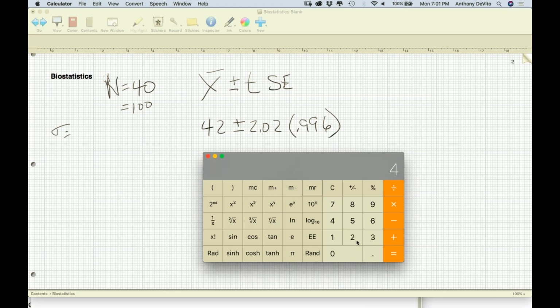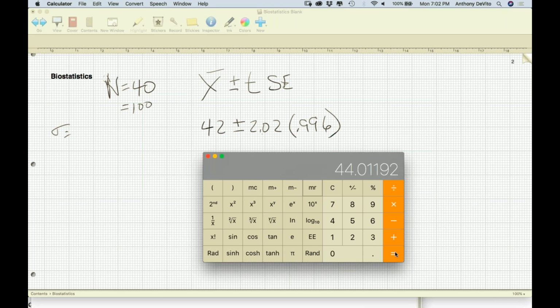And 42 plus my margin of error. And, whoops, I missed. 42 plus. Computers make the worst calculators. Plus. Is equal to 44. Right? Whatever that came out to. I guess 40 to 44 basically.